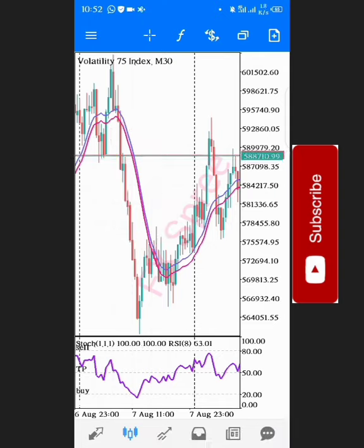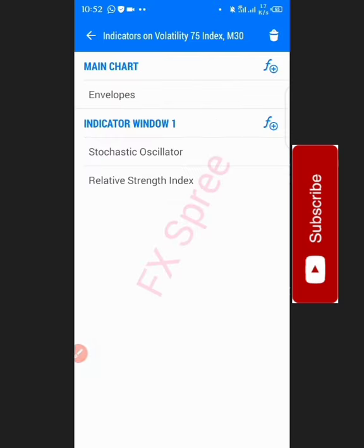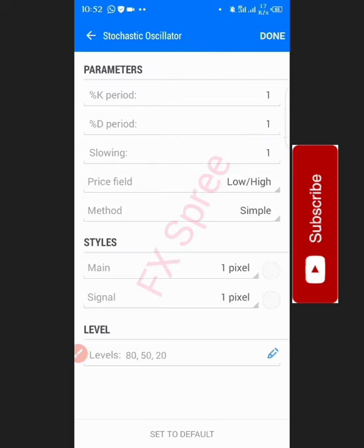Then after that, you go for the second one, tap F again. This time around, you want to create another window. So you go to main, the F icon. When you tap it, scroll down the indicators and look for stochastic oscillator. When you see it, you click on it. Then you have these parameters.